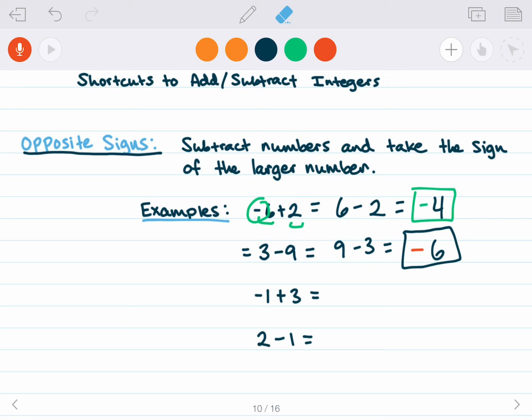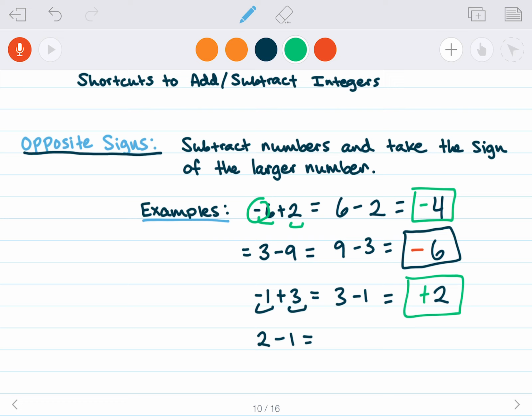Next one is negative 1 plus 3. So subtract the numbers. 3 minus 1 is 2. Take the sign of the bigger one. What's bigger, 1 or 3? 3 is bigger, and 3 has a positive in front of it, so we're taking its sign. So our answer here is positive 2.